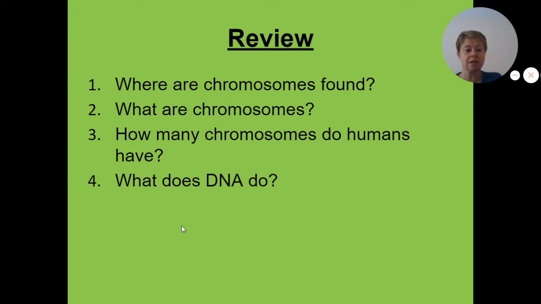Chromosomes are found in the nucleus. That's the answer to number 1. What are chromosomes? Well, they are strands of DNA that contain instructions for making different parts of the cell. How many do we have? Well, in all our cells except sperm and eggs, we have 23 pairs, so that's 46 chromosomes in each cell. And DNA contains the codes, the instructions for making the bits of the cell. So you may have already said that in question 2.